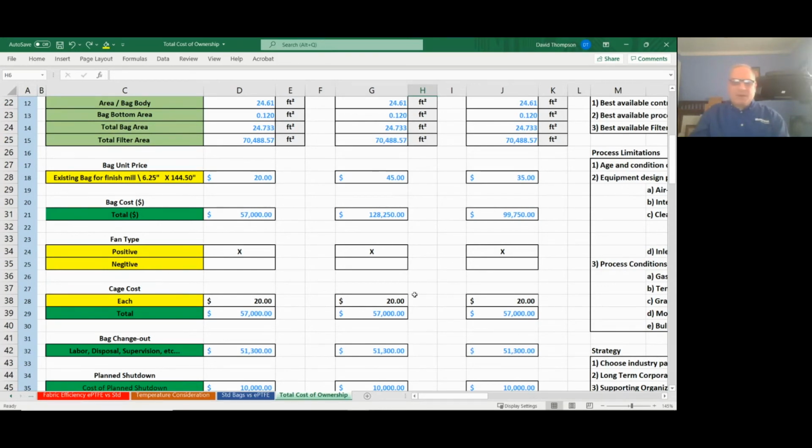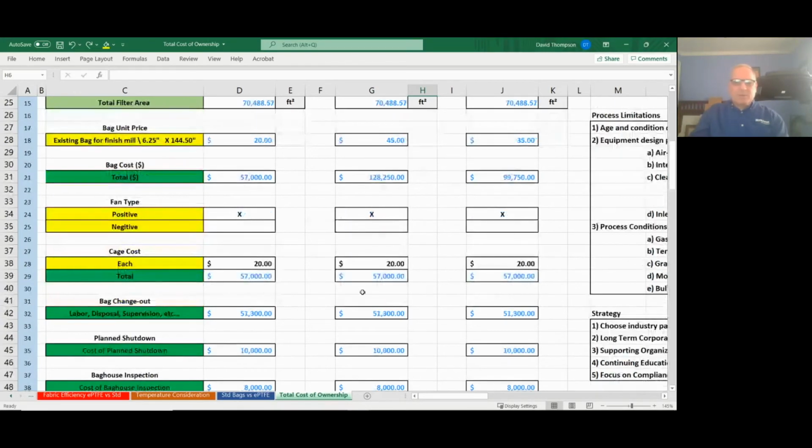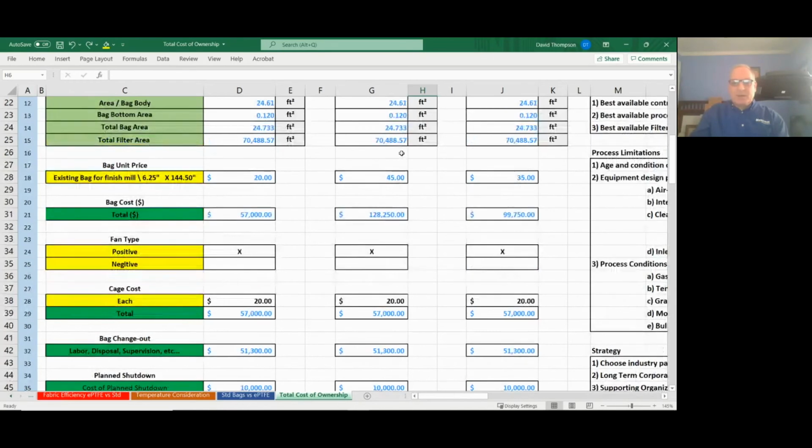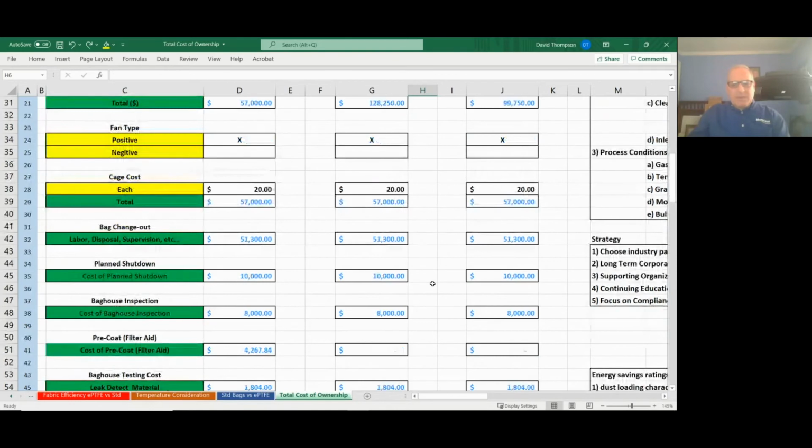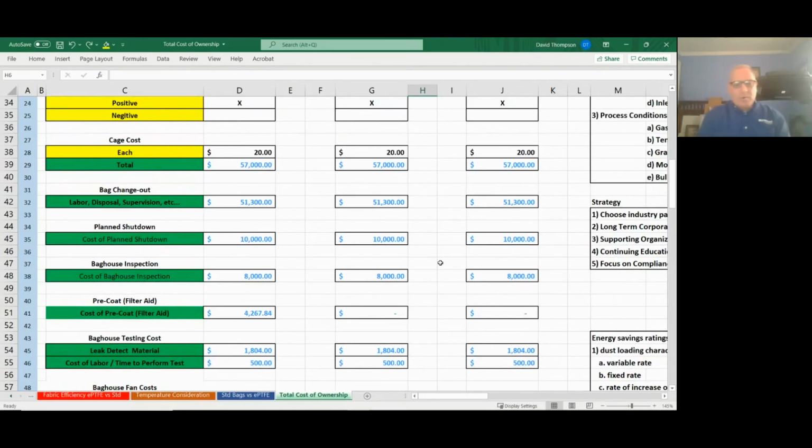Cage cost kind of is what it is. So we're going to say, just for this example, that they all cost the same. So we're looking at cages that cost us $57,000, in addition to what the bag cost is. When you look down and you throw all the things in, when we talk about the cost of running a baghouse, we talk about what it costs to have a bag change. What does a planned shutdown cost? These numbers are just for reference, but given that they're the same across the board, we're doing that just to show you that there is a savings in the end, in one way over the other.